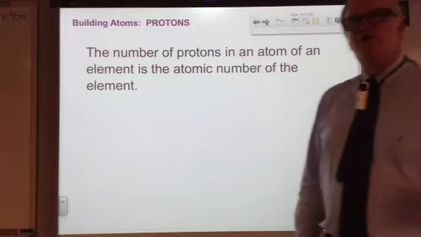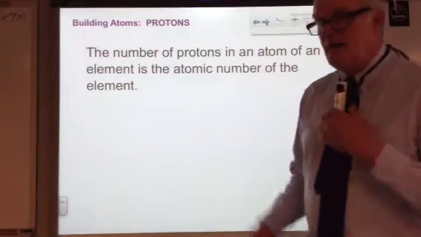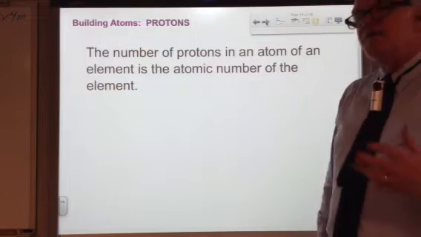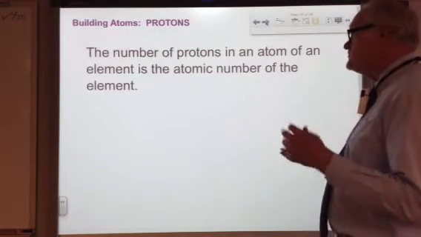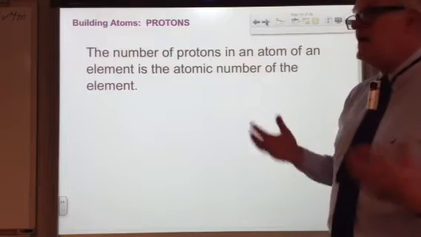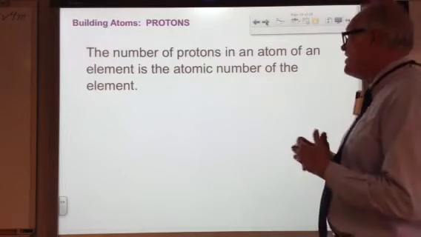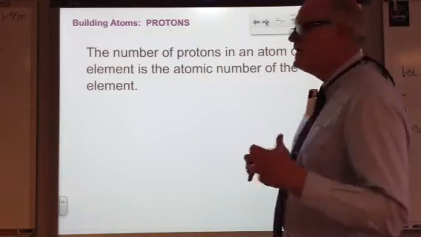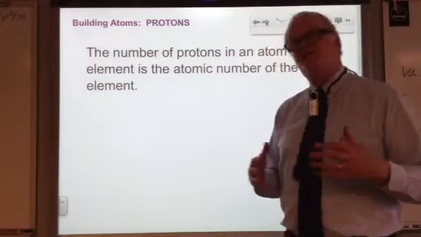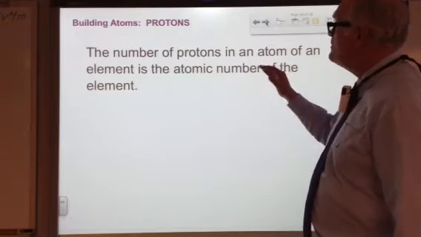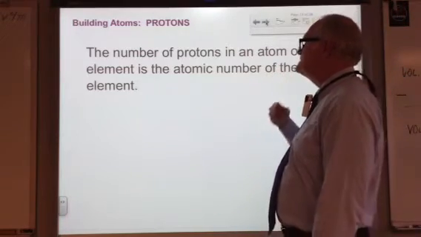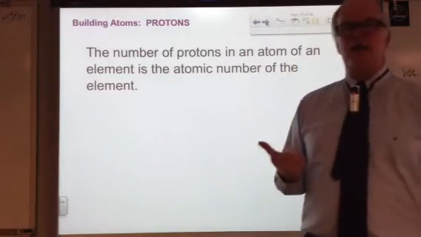All right, how are we going to find out if these atoms are too small to see, and if the protons, neutrons, and electrons are even smaller than that? How do we know how many there are, or where they are, or what they're doing? Well, we can look some of those things up. They've been established by scientists over a period of years. So the number of protons in an atom is the atomic number of the element.